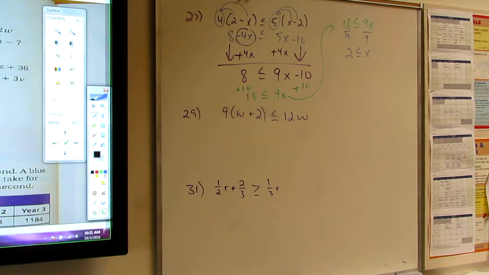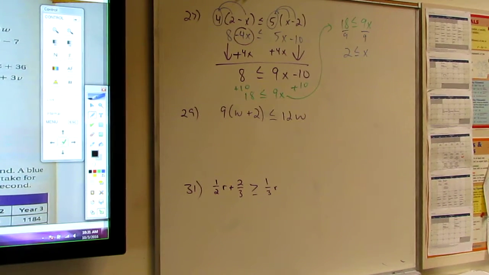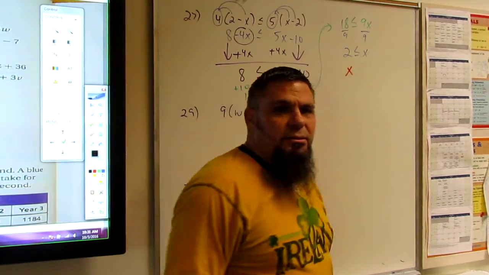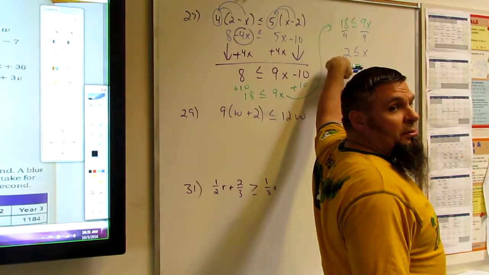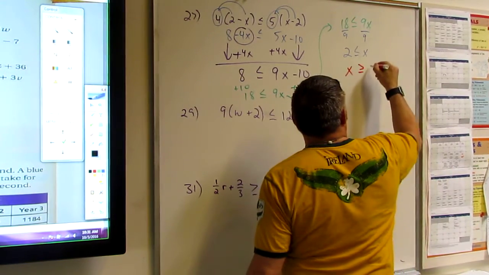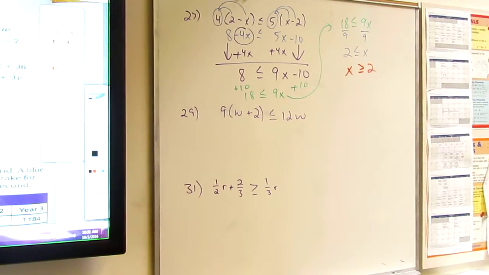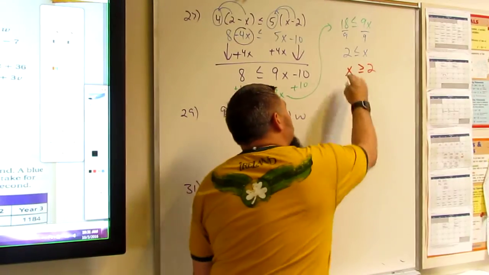But here's the problem. The x isn't on the left. So I gotta twist it around so that the x is over here. But this sign's still going to point at the 2. So I'm going to keep it pointing at the 2. Does that make sense? I got to keep it pointing in the same direction that it's pointing at. The reason I move it is so that the x is on the left.